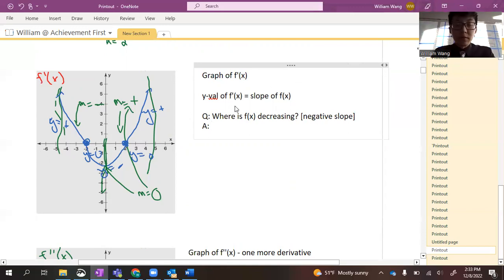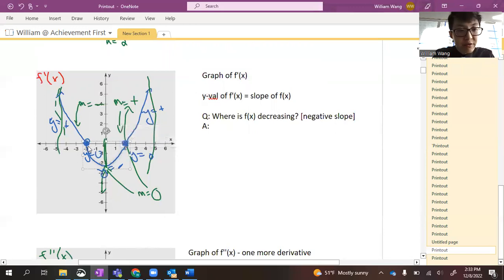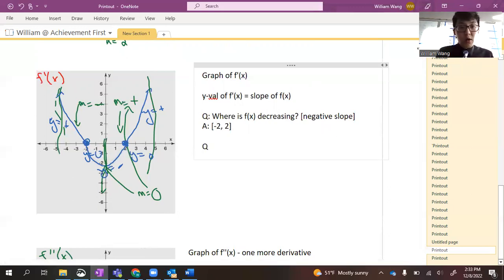Okay, so hopefully you've tried to answer it. Where is f of x decreasing? Well, remember, how can I tell this? Where does it have negative slope? I can tell this based off the y value of f prime of x. So the y value of f prime of x is negative here, between -2 and 2. Cool. Question, where is f of x increasing?